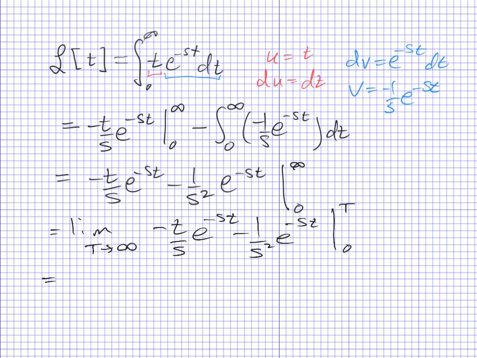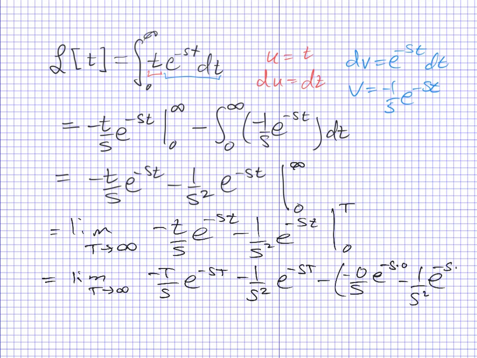And we now go ahead and evaluate this. Limit as capital T goes to infinity of negative capital T over s e to negative s times capital T minus 1 over s squared e to the negative s times capital T, and then minus, when we evaluate at 0, negative 0 over s e to negative s times 0, and then minus 1 over s squared e to negative s times 0.